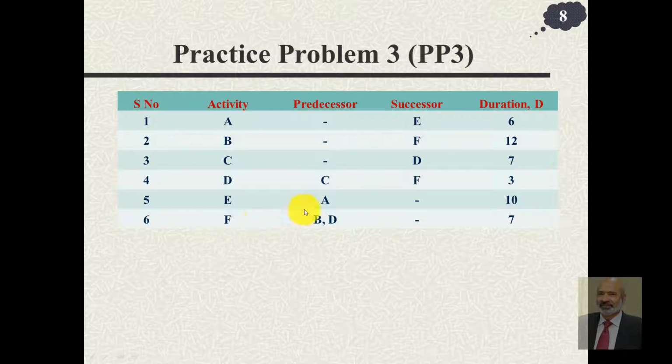F has two predecessors, B and D. Notice here for B you have successor F, and for D you have successor F. So this is basically duplication, but later on it becomes useful. Many times both are given to you in problems, but even if one is given, it is sufficient. The durations of activities A to F are 6 days, 12 days, 7, 3, 10 and 7 days.